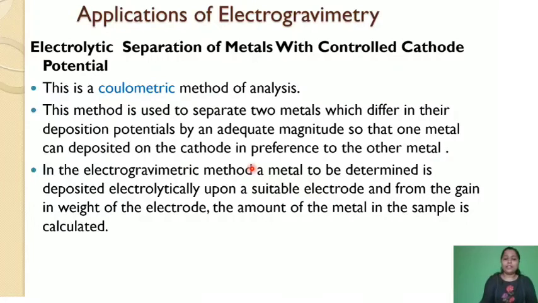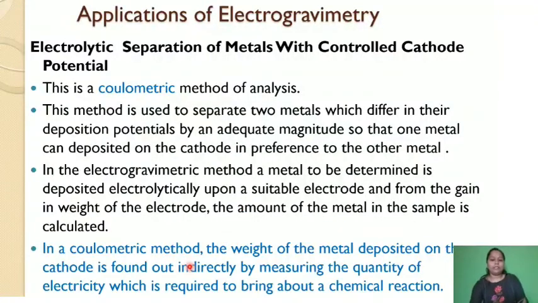In the gravimetric method, a metal to be determined is deposited electrolytically upon a suitable electrode, and from the gain in weight of the electrode, the amount of the metal in the sample is calculated. In the electrogravimetric method, the metal which is to be determined is deposited electrolytically upon a suitable electrode, and from the gain in weight of the electrode, the amount of the metal in the sample is determined.